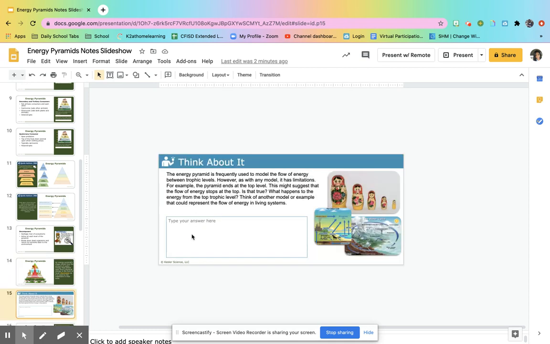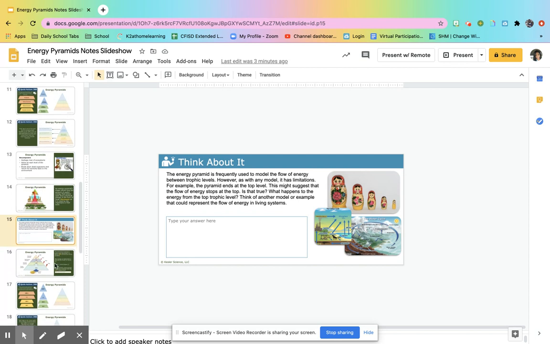I want you to read this, okay? The energy pyramid is frequently used to model the flow of energy between trophic levels. However, as with any model, it has its limitations. For example, the pyramid ends at the top level. This might suggest that the flow of energy stops at the top. Think about it. Is that really true? What happens to the energy from the top trophic level? Think of another model or example that could represent the flow of energy in living systems. I want you to think about that question or those multiple questions and type in your answers here, okay? Be as precise as possible.